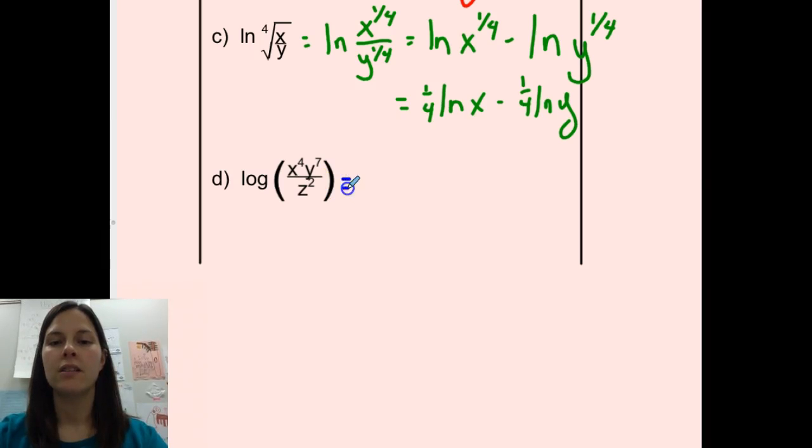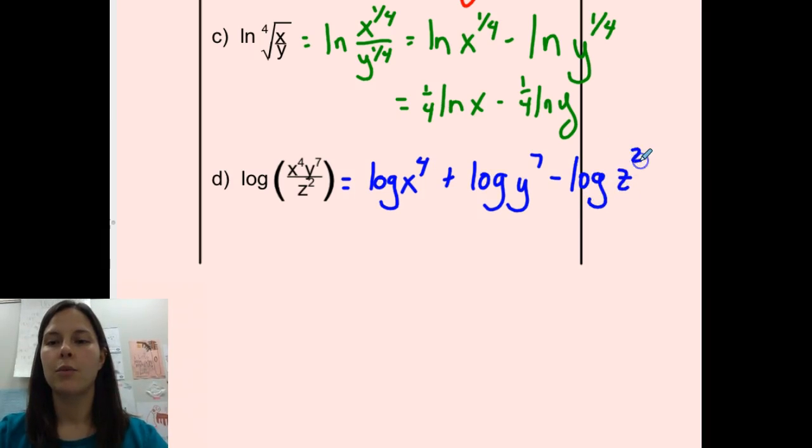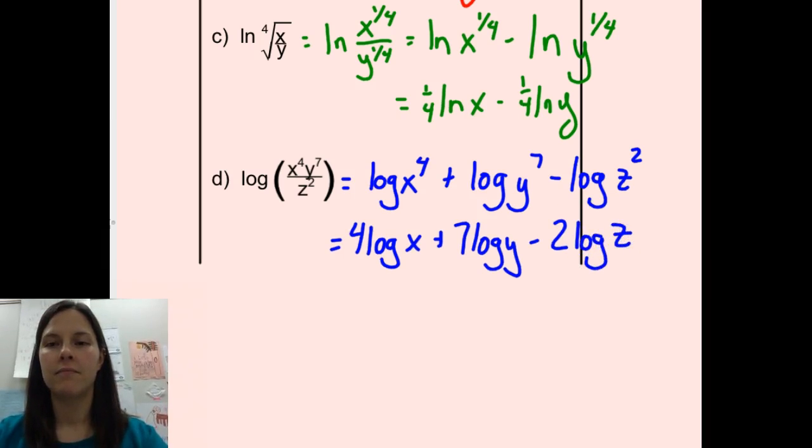Our final one, I'll start by splitting up that multiplication in the numerator. So we get log of x to the 4th plus log of y to the 7th. And then we had division, so we will subtract log of z squared. And then we'll use our power rule, 4 times log of x plus 7 times log of y minus 2 times log of z.